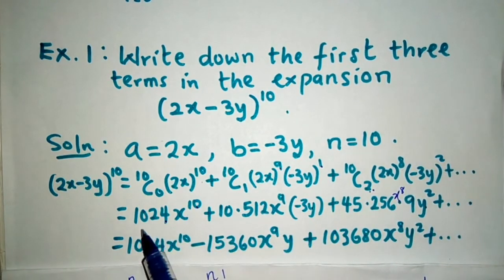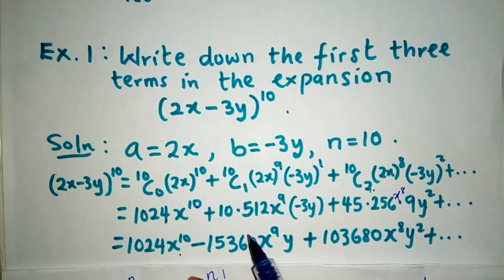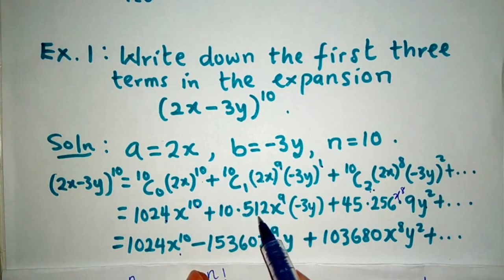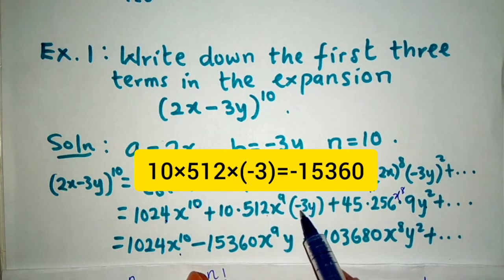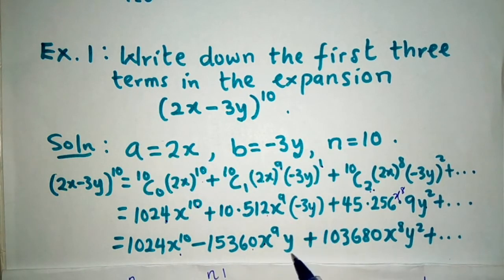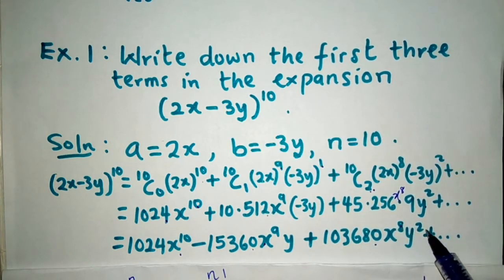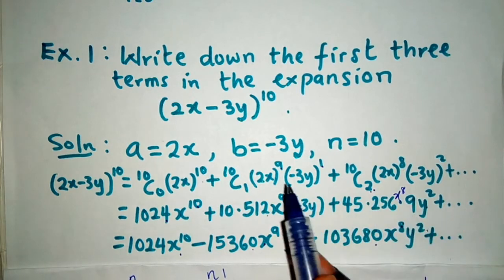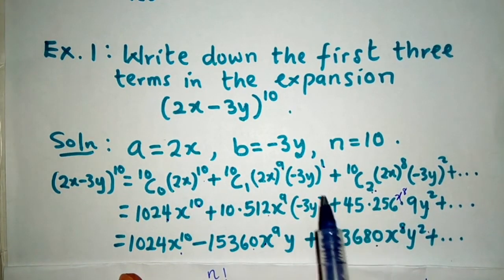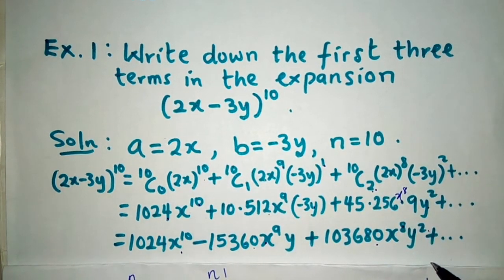So if we work that out, we get 1024 x to the power of 10. 10 times 512 gives us 5120 times minus 3 gives this, x to the power of 9, and our y, plus, if we multiply this carefully, we get this value here, x to the power of 8 and y squared. So this gives the first three terms in the expansion of 2x minus 3y to the power of 10.